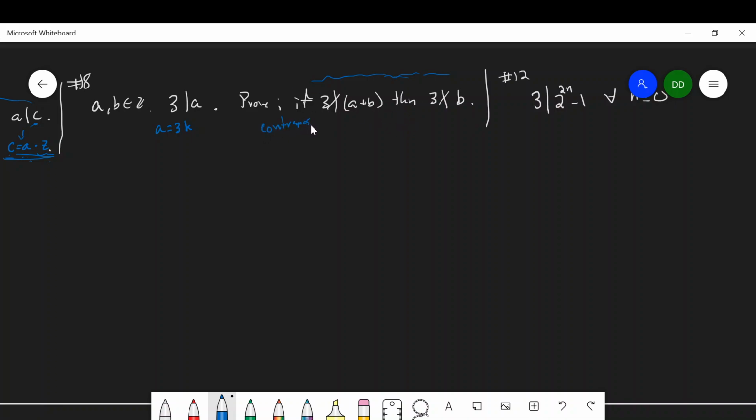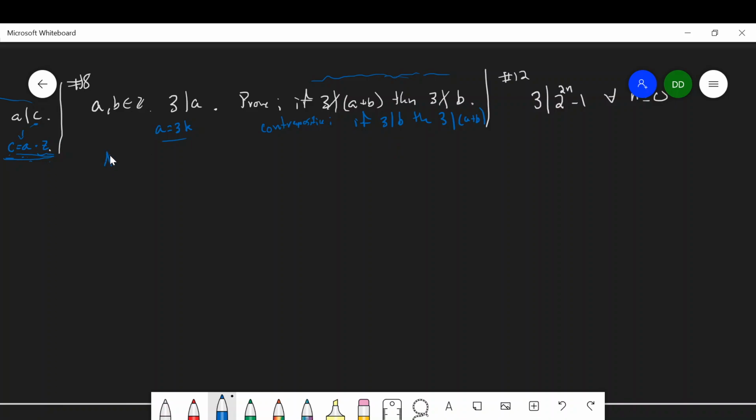So instead of proving the statement directly, I'm going to prove the contrapositive. That is, if 3 divides b, then 3 divides a plus b. So I'll prove that instead, because that's more positive, and I'm a positive kind of thinker. Right? Power of positivity. Okay. So we know this. This is part of our assumptions, and then we're going to assume 3 divides b.